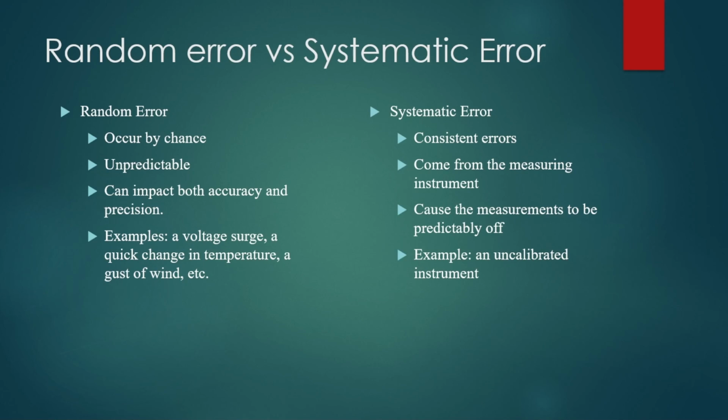Systematic errors, however, are consistent errors. They come from measuring instruments, so you'll see them cause measurements to be predictably off. Systematic errors are more like uncalibrated instruments and stuff like that.